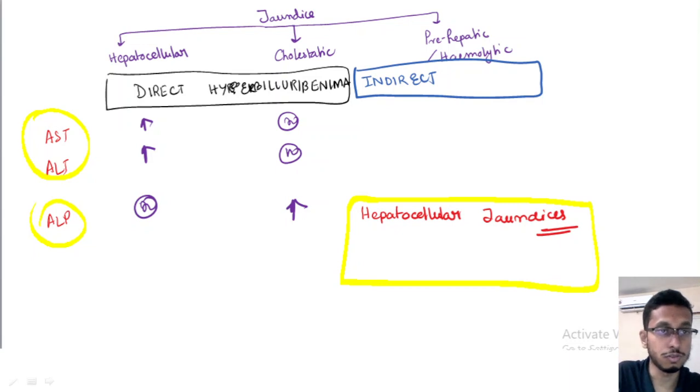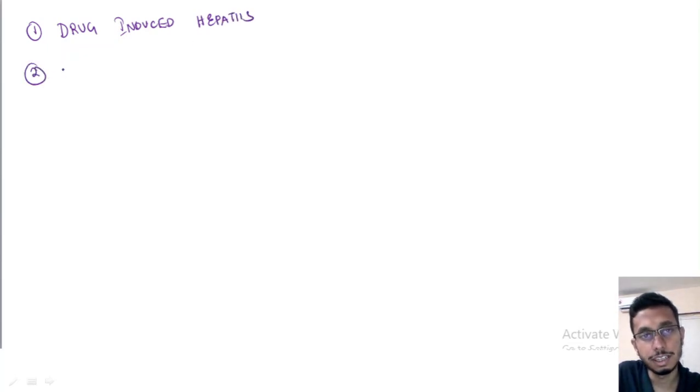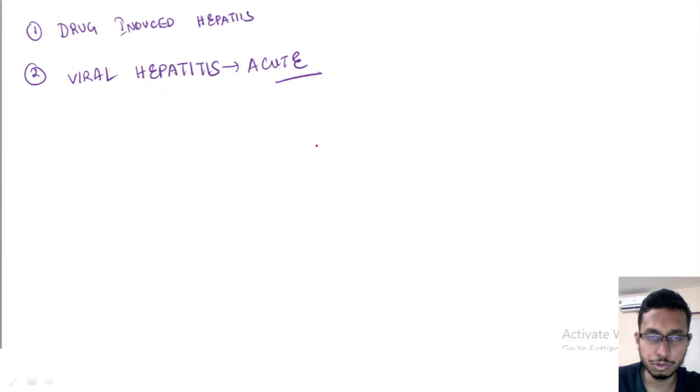Obviously, in hepatocellular jaundice, etiology-wise, one thing you want to look at is whether it is drug-induced hepatitis, which is very common in clinical practice, or infective hepatitis. Infective means viral hepatitis. As the AG ratio is maintained, you can consider this hepatitis almost to be acute in nature. Acute viral hepatitis. So what investigations would you do, or what drugs will you rule out in such cases?